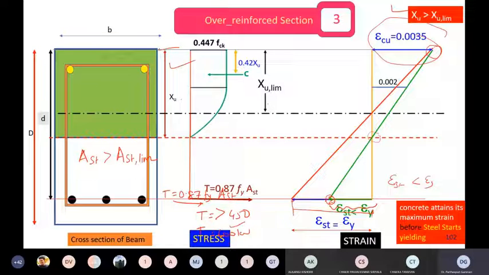That is why in actual practice, we will never design a section as an over reinforced section. We will always design a section as an under reinforced section, because a balanced section is very, very difficult to attain. So we always design a structure as an under reinforced section.